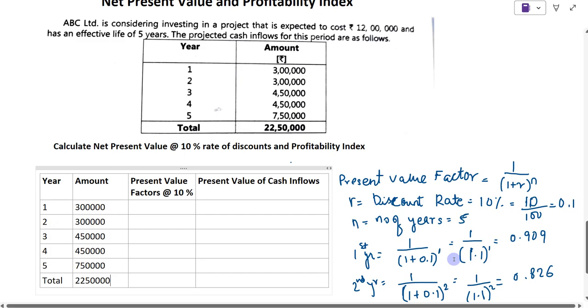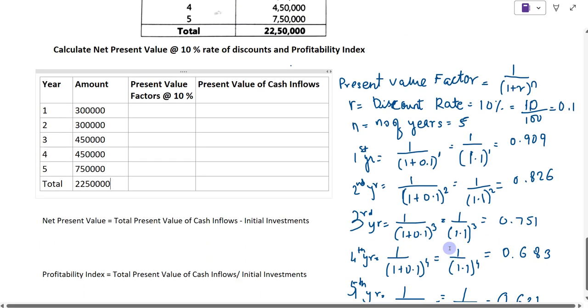Now for each year we have to find the present value factor. Now see, for the first year use the formula: 1 upon 1 plus 0.1.